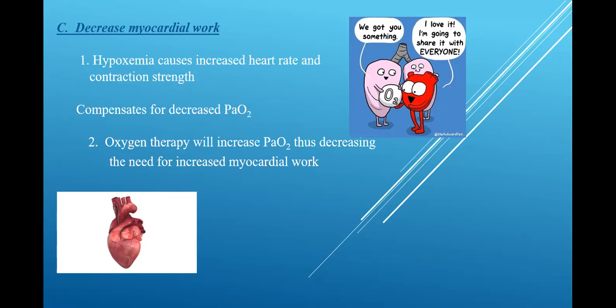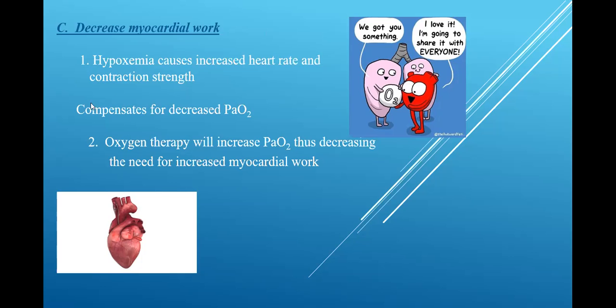I need you to pump a little harder, okay? And so we don't want to pump a little harder for too long, because that's going to cause a problem, okay? That could cause arrhythmias, the heart could get fatigued, all of that, right? So we need to give some oxygen so the heart can chill back down, okay? So decrease the myocardial work is the third reason we give oxygen. So three main reasons: to treat hypoxemia, to decrease the work of breathing, and to decrease the work of the heart.